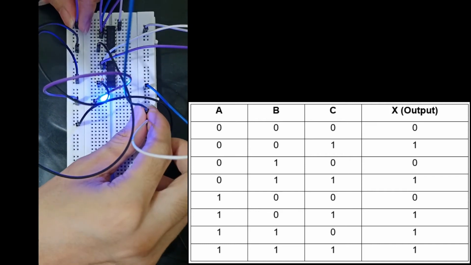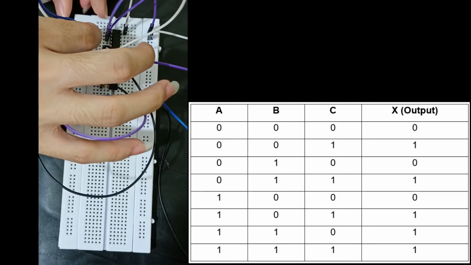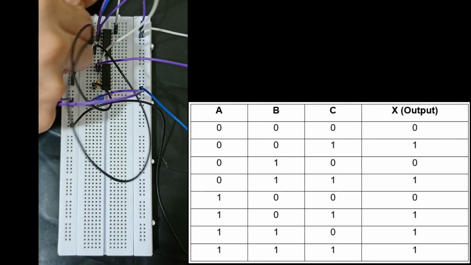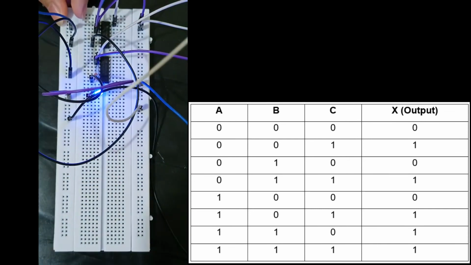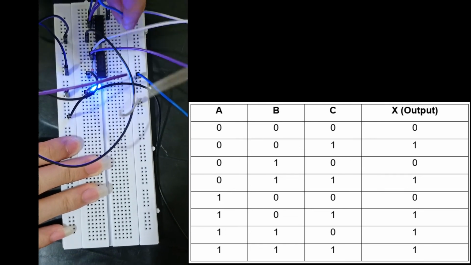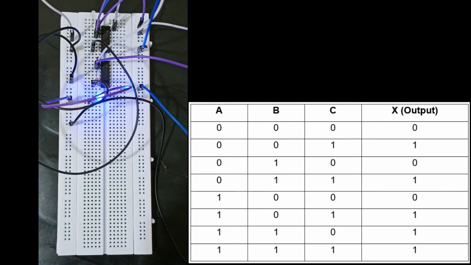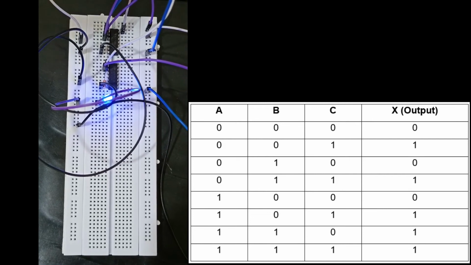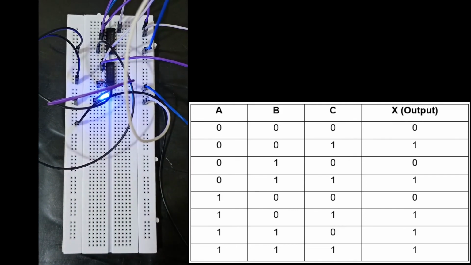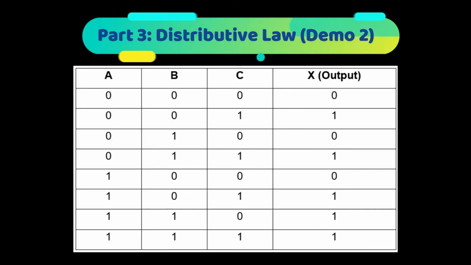For inputs 1, 0, and 0, the output will be off. For inputs 1, 0, and 1, the output will be on. For inputs 1, 1, and 0, the output will be on. If all of the inputs are 1, the output will be on. And here are the results.